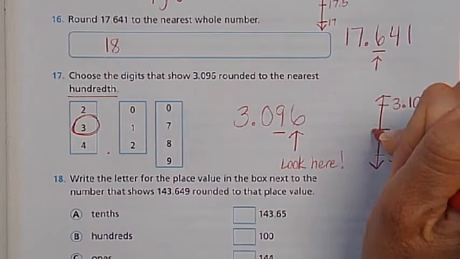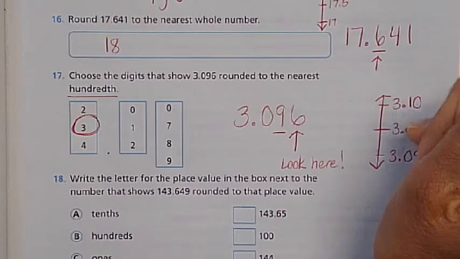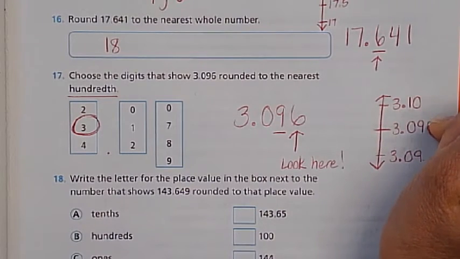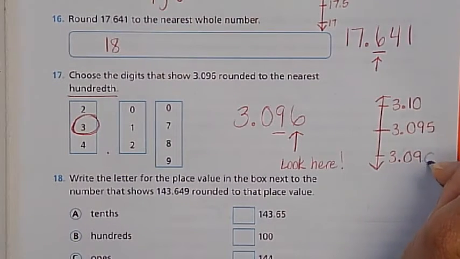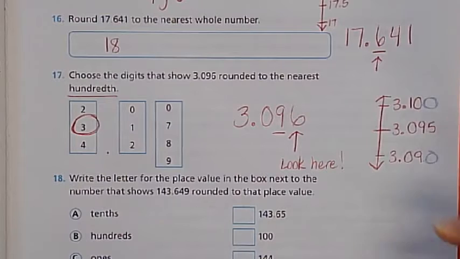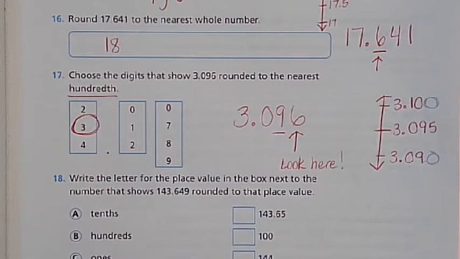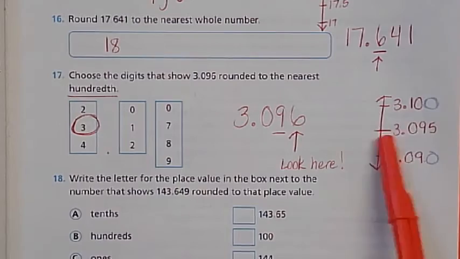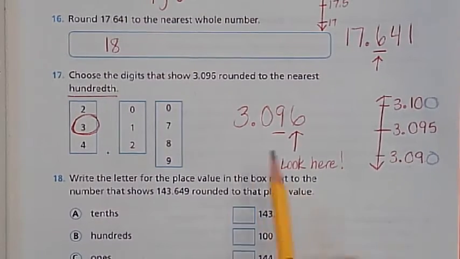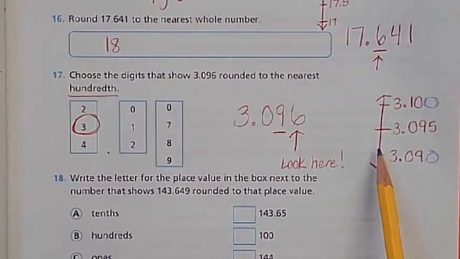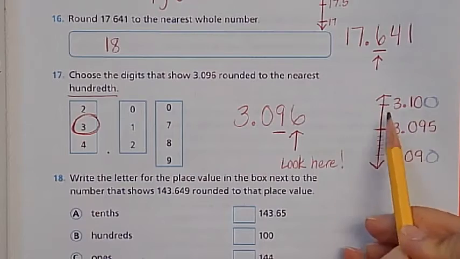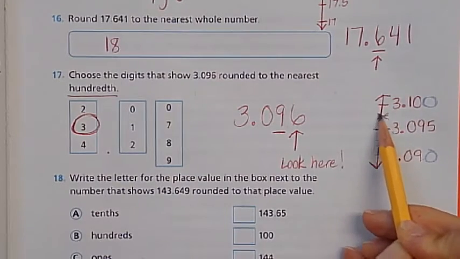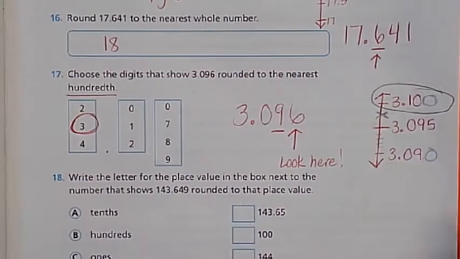The halfway point, 3.095. If that's kind of confusing to you, I can think about these as this is 90, and this is 100, and this is 95. So it's just kind of helping me put into perspective what's in the middle. And I see here that I have 96. So I have 90, 91, 92, 93, 94, 95, halfway. 96 is up here. So this is closer because it is past halfway.